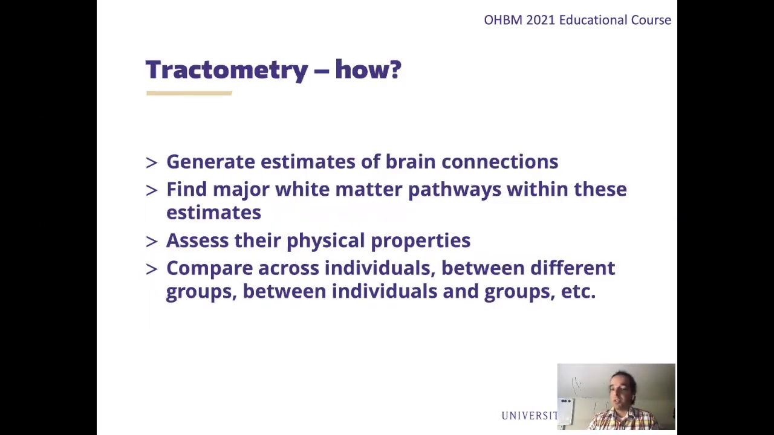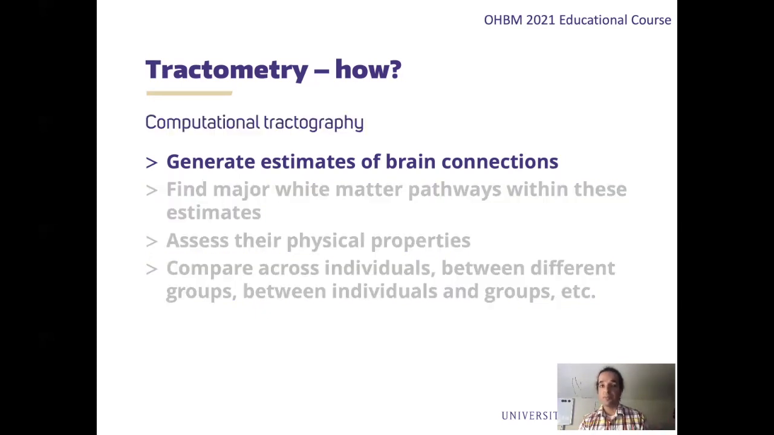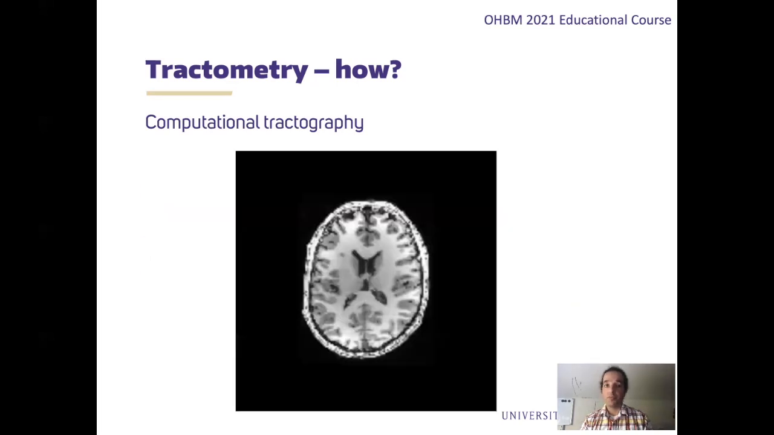So let's go through this step by step. Tractometry has several different steps. We generate estimates of the brain connections over the entire white matter. We find major white matter pathways within these estimates. We assess their physical properties, and then we compare across individuals, between different groups, between individuals and groups, and so on. So let's start with computational tractography, which generates the estimates of brain connections that we need.